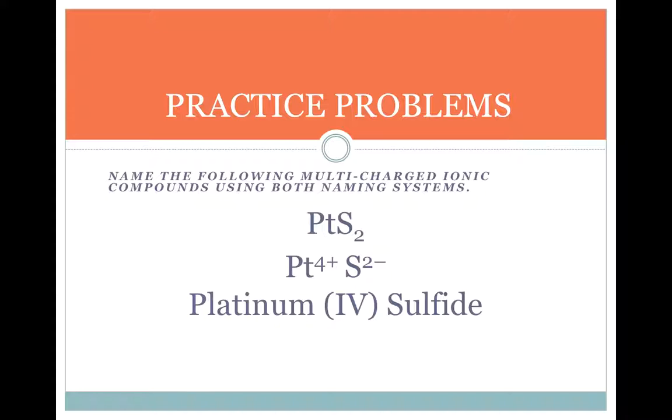Since platinum is not on your yellow card, we don't have a traditional system name for platinum. So you don't have to make something up like platinous or platinic sulfide. It will just be platinum 4 sulfide, the 4 indicating the charge for platinum because it is one of the transition elements.